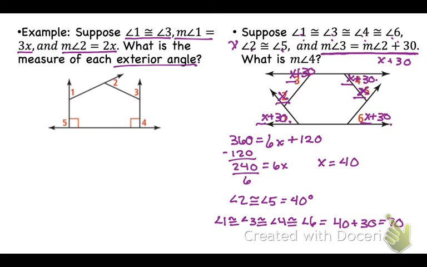70. How could we check our work to see if we're right? Make sure they add up to what? 360. So I had 2 angles at 40. What's 2 times 40? 80. Plus, how many angles at 70? 4. So 4 times 70 is 280. 280 plus 80 is 360.